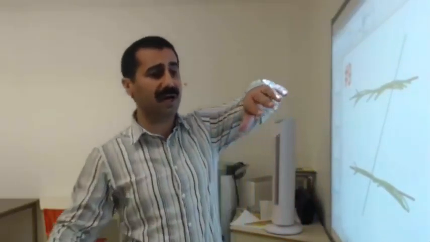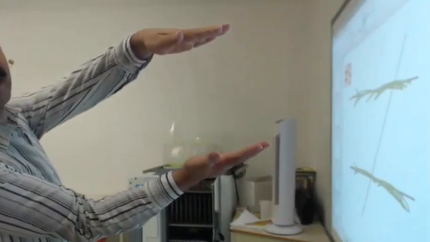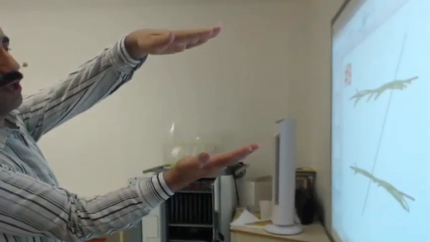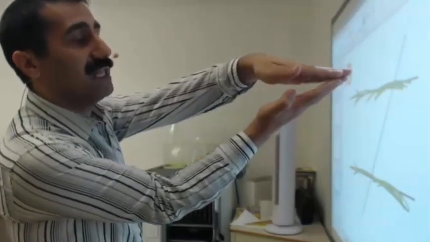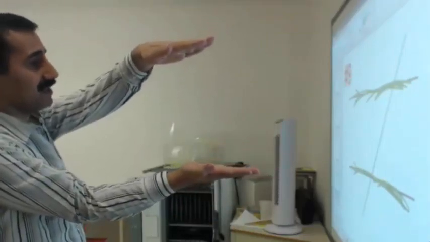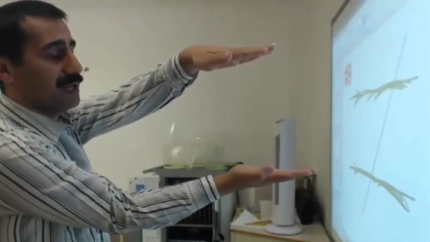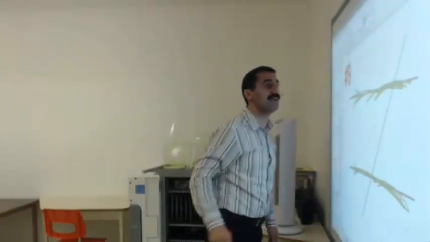And look at my arms. They are parallel to each other. But like this, they are not parallel to each other. If the lines go further, further, further, they will meet somewhere. But the parallel lines, they will never meet, no matter how far you go. So, how do I know they are parallel?